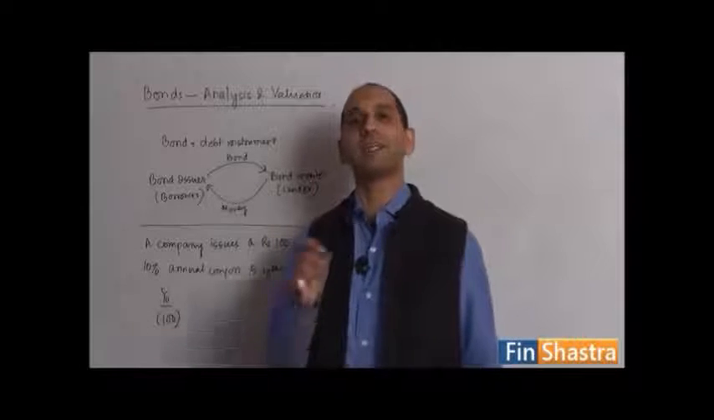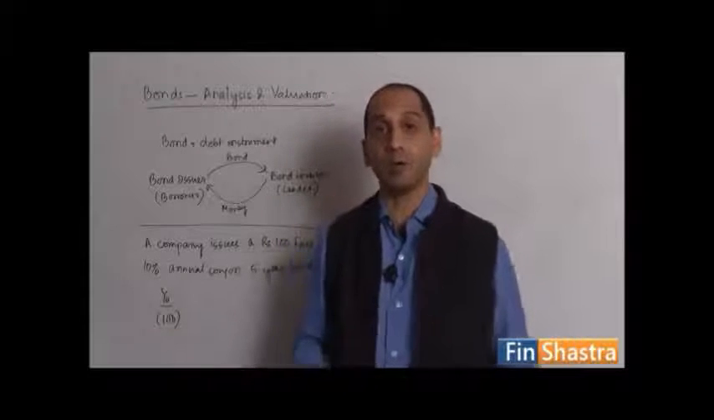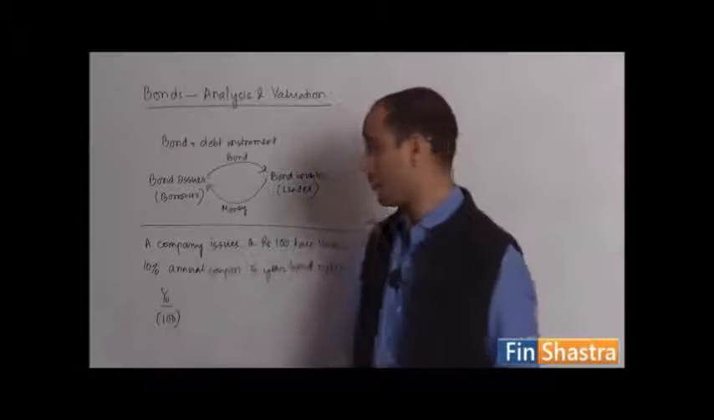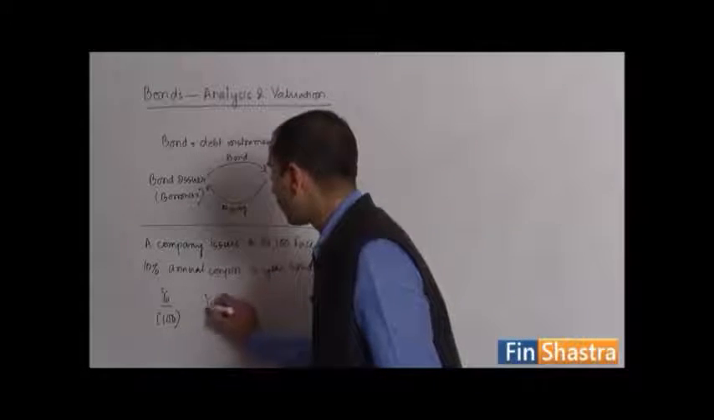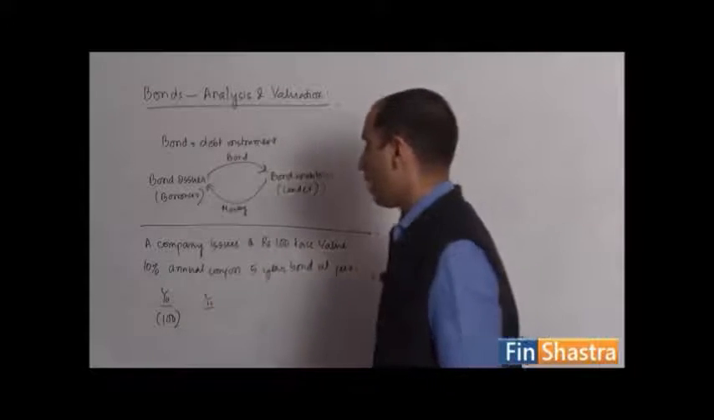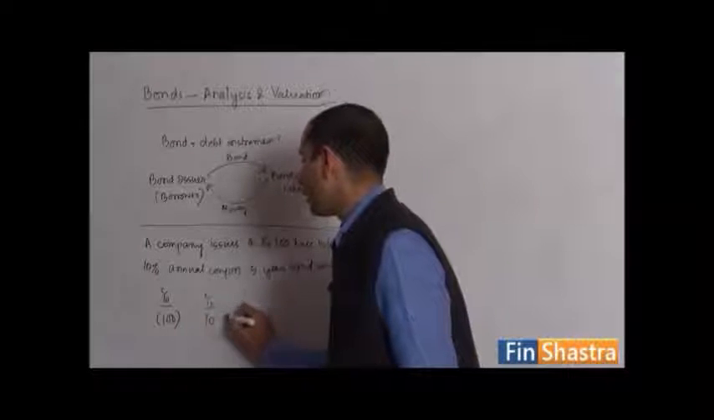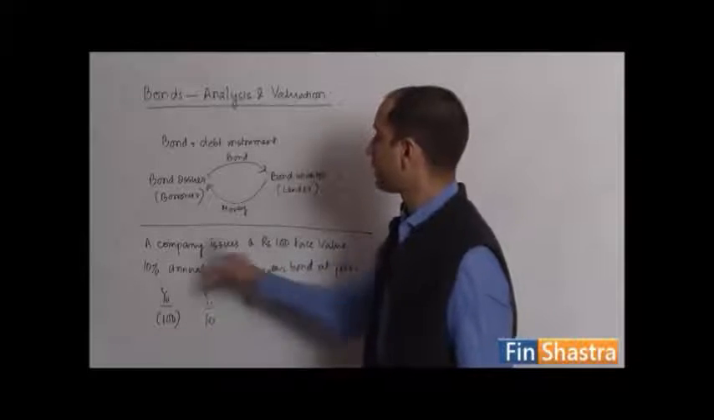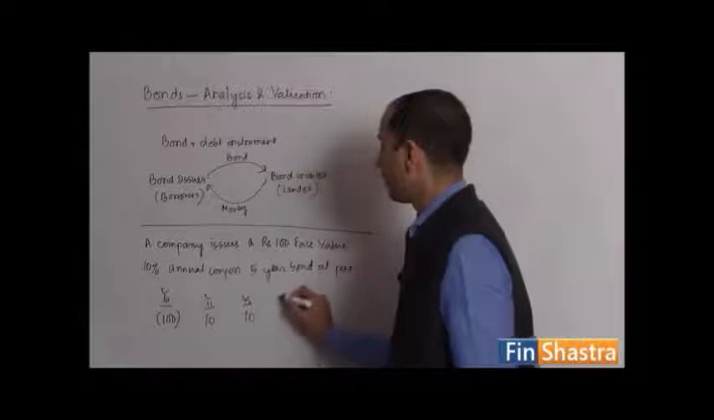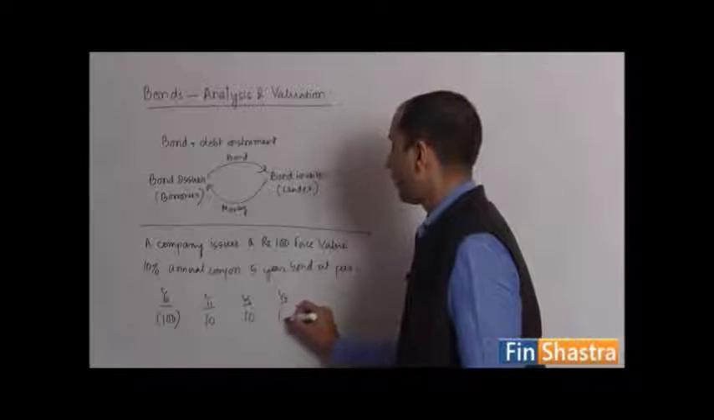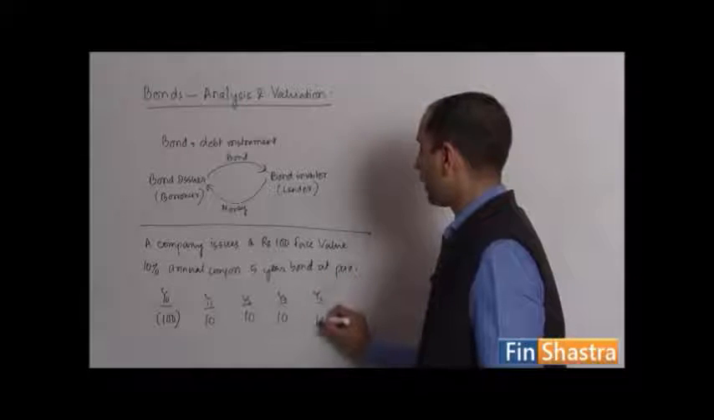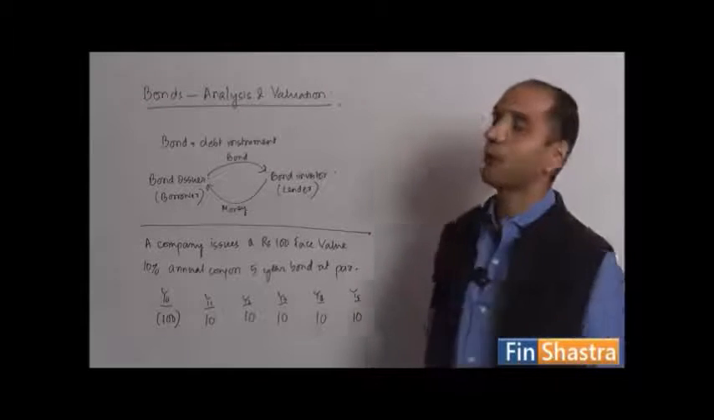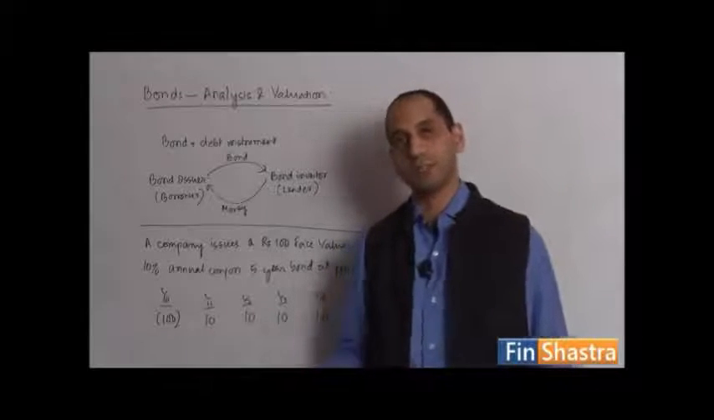Now that is what an investor would get every year. Why every year? It's an annual coupon bond. So every year from now, you will get 10 rupees. So after 1 year of investment, you get 10% of rupees 100. After 2 years, another 10, another 10, another 10. And since it's a 5-year bond, you will keep getting this coupon for those many years.